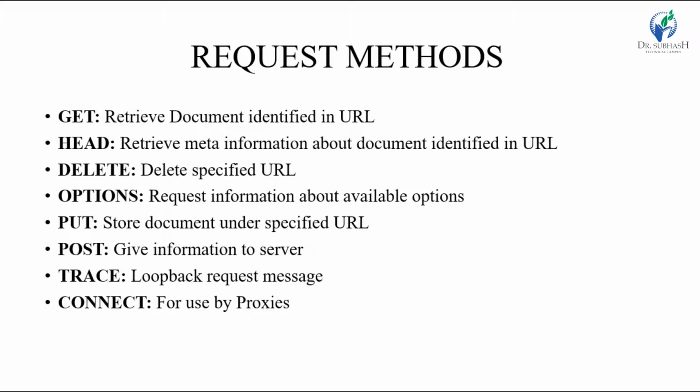Next is TRACE. TRACE is used to troubleshoot the HTTP web page, to look back at your request messages. That is called a trace. And the connection is used by the proxies. So these all are the types of methods you can specify while requesting the resources. But generally we are using GET and POST. GET is to retrieve the document and POST is to store the information in the server.